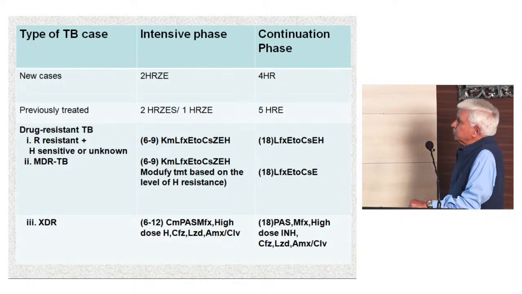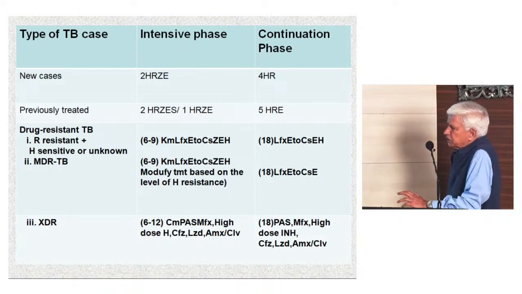So the drug-resistant tuberculosis, I showed you this chart. These are, of course, the standard first cases. These are the drug-resistant. If there is rifampicin resistance plus INH resistance, or it is unknown, then you give 6 to 9 months of kanamycin, levofloxacin, ethionamide, cycloserine, and all the 3 first-line drugs. You see there.